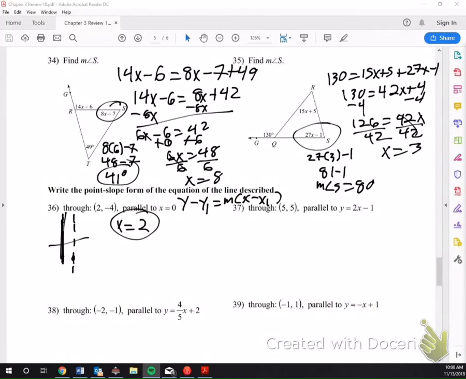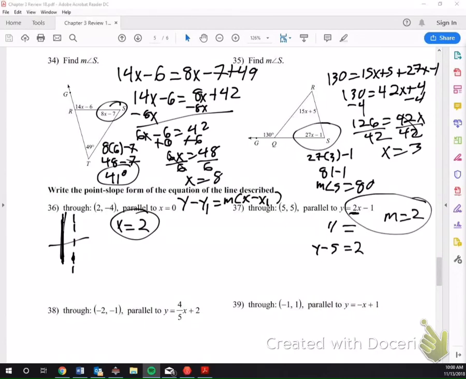Now, for the rest of these, you're going to have to find the slope and then plug it in. So, number 37, it's parallel to y equals 2x minus 1. Well, we know that the line 2x minus 1, that's in slope-intercept, so we know the slope is 2. And so any line parallel to that has the same slope. So our slope is 2.